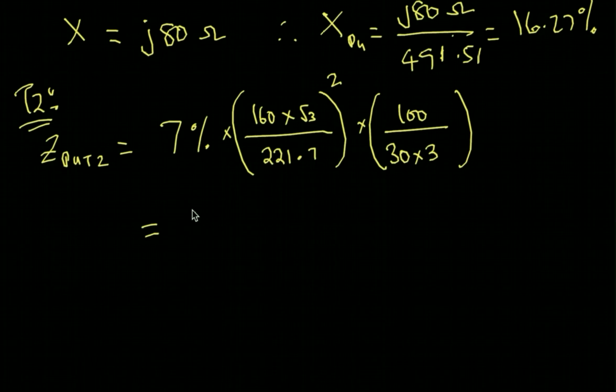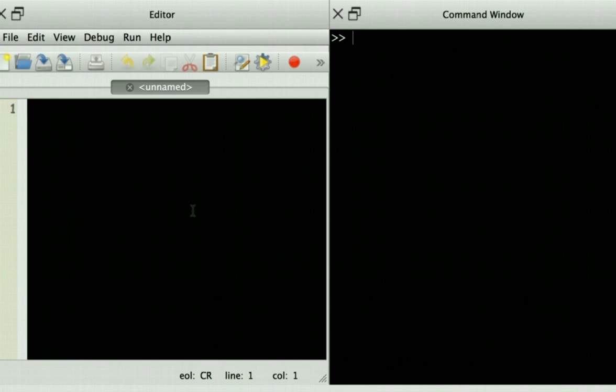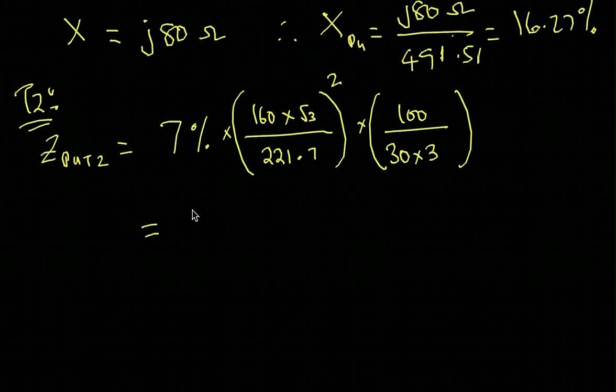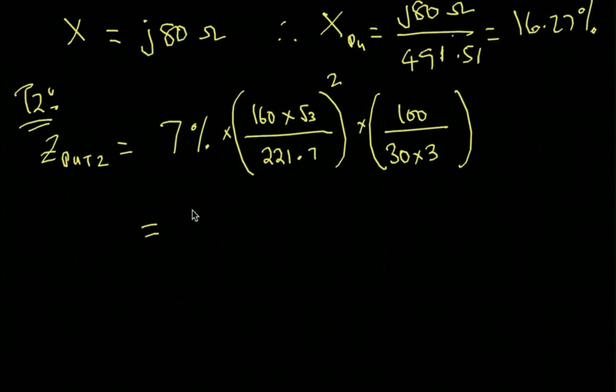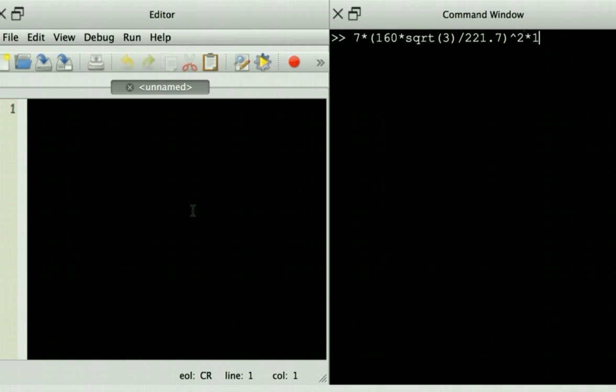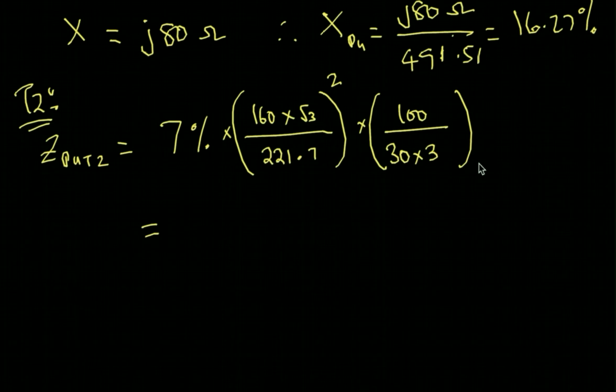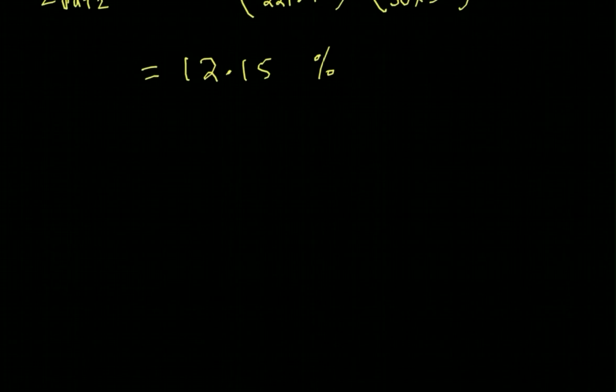Let's do that calculation. It is 7 multiplied by 160 into square root of 3 divided by 221.7, and this entire thing I have to square, and then 100 divided by 90, because 30 into 3 is 90. So I am getting 12.15%. Because I used 7 as a percent, 12.15% is the per unit reactance of the transformer T2. Okay.